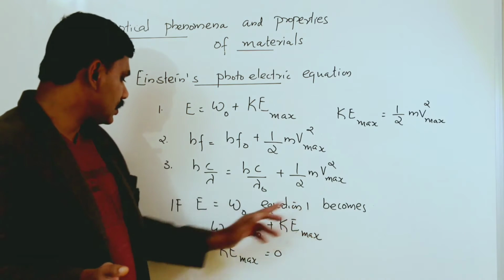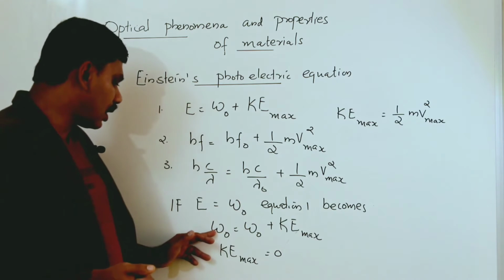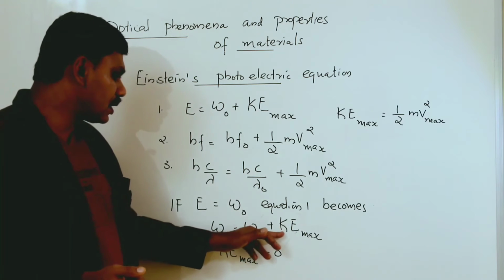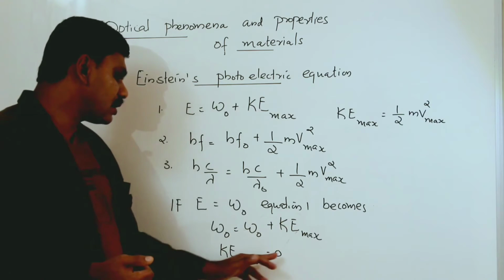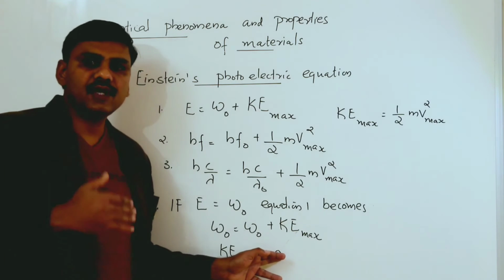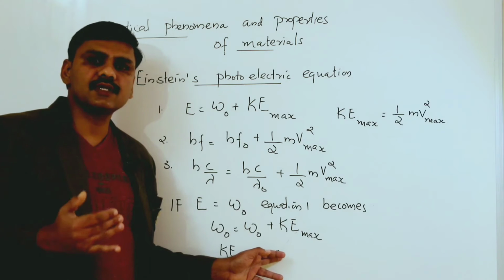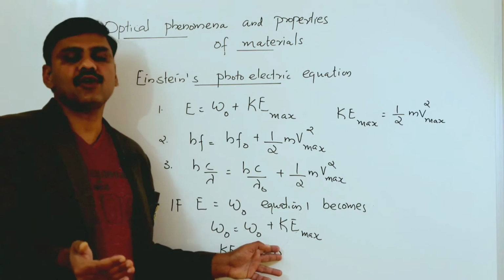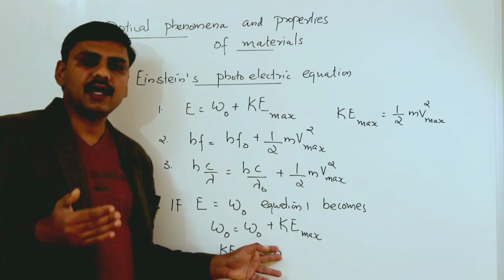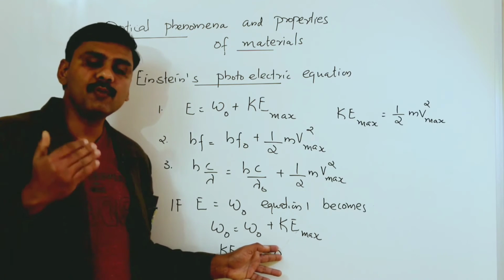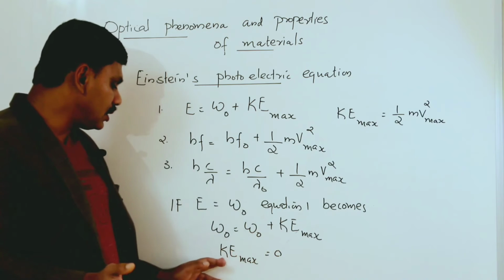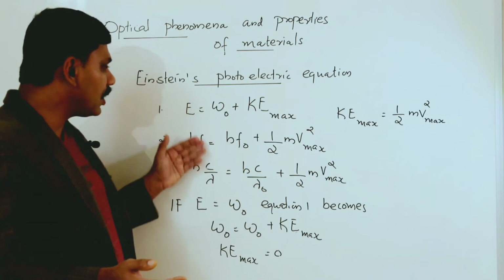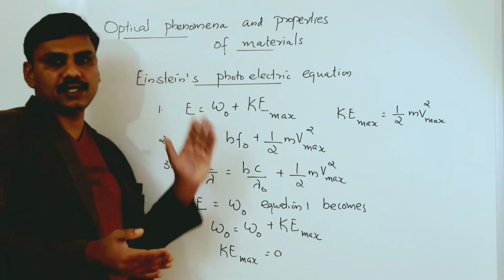Equation 1 becomes, instead of E, you can write W0. So W0 equal to W0 plus KE max. So KE max becomes 0. That means if the energy falling on the metal surface is only the work function, there will be only ejection of electrons, and there will not be any movement of electrons. That means the kinetic energy of the electrons will be 0. So these are the different forms of Einstein photoelectric equation.